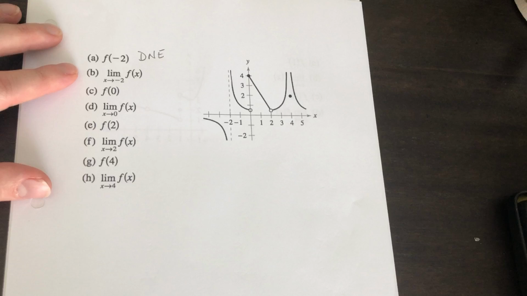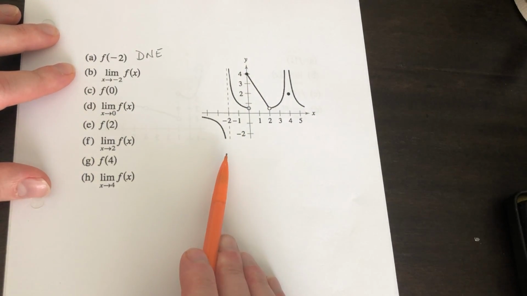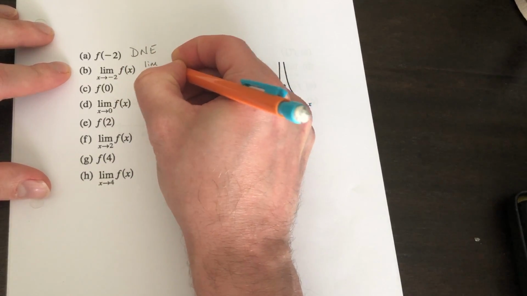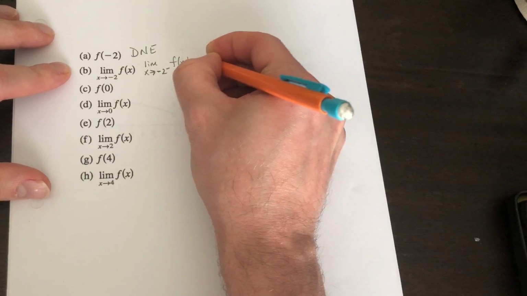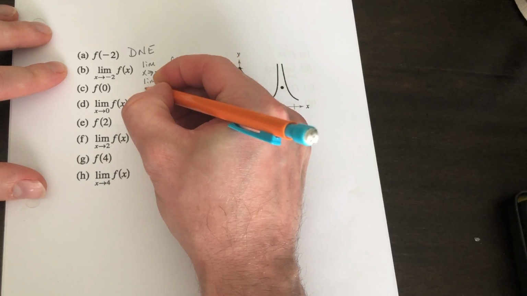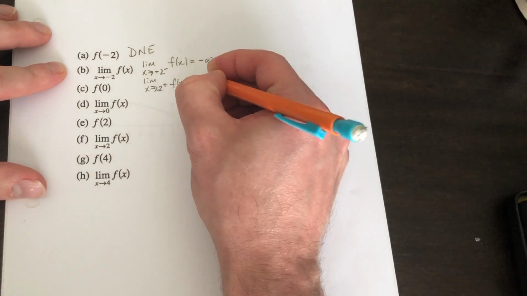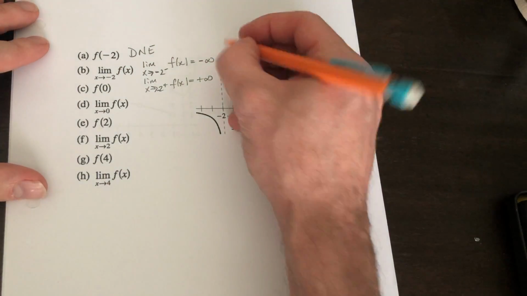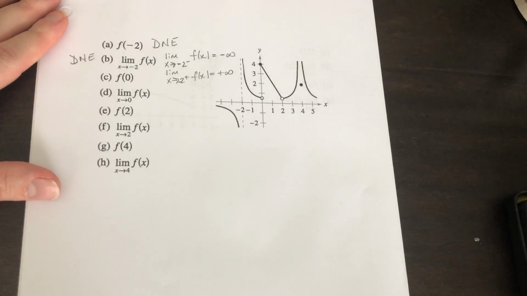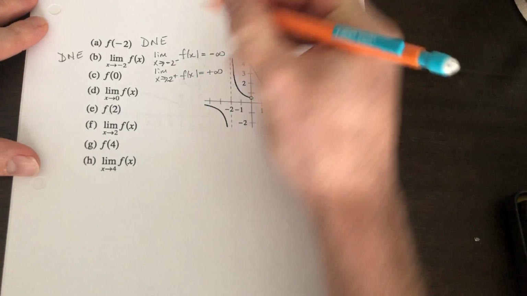The limit as x approaches -2. Okay, so as I come from the left-hand side, it goes to -infinity. So I'm just going to go ahead and do all my parts just to get in the habit. And then as I go from the right-hand side, it goes to positive infinity. So this is going to be does not exist for part B. I should have went down there and did that. Okay, f of 0. Looking for the solid point at x is equal to 0, so it's 4.